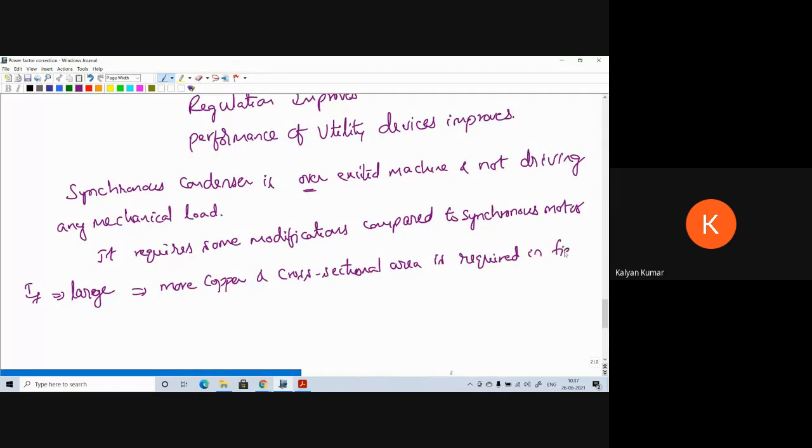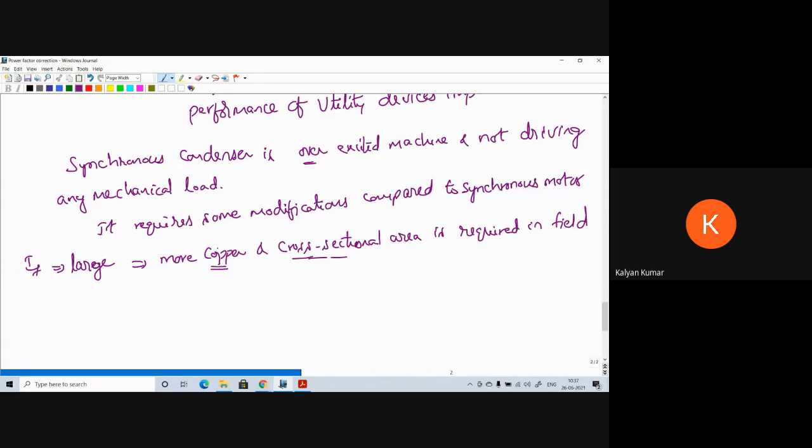So more copper wires should be used, and the cross-sectional area should also be larger. Next, it is not driving any mechanical load. So no mechanical load is connected to the synchronous condenser. As a result, the shaft extension should be small. Since no load is connected, there is no need to construct a long shaft. We need not use a large shaft; a small shaft is sufficient.